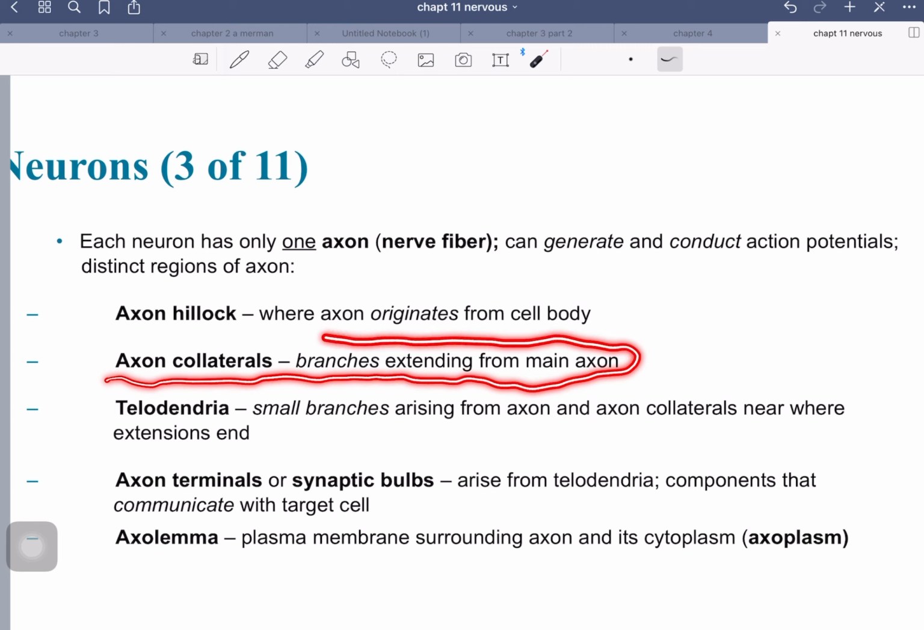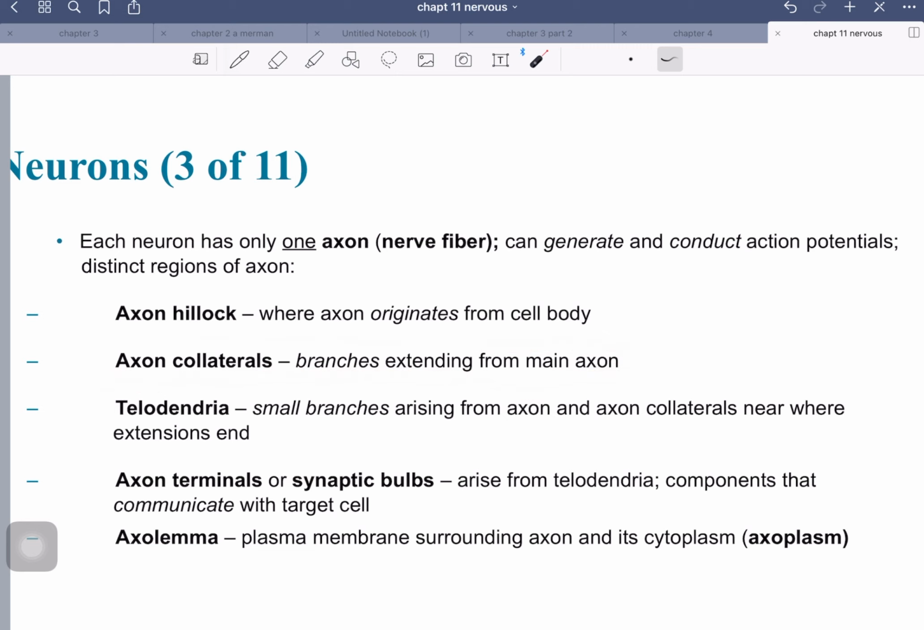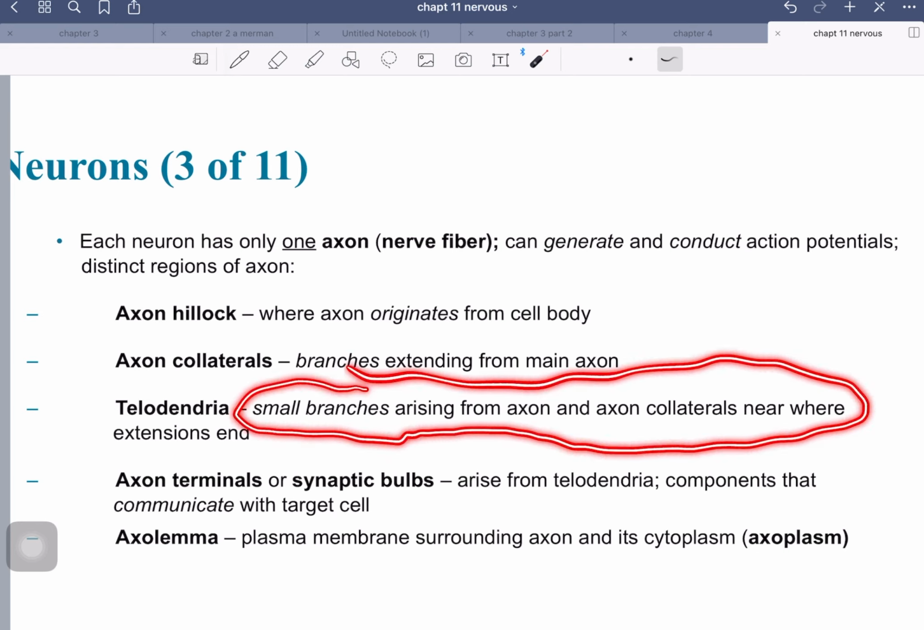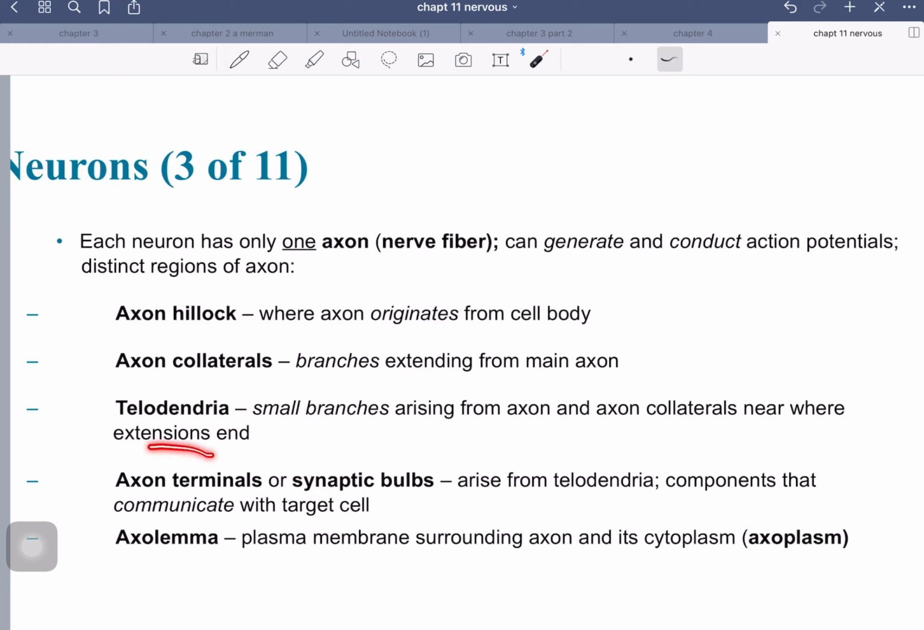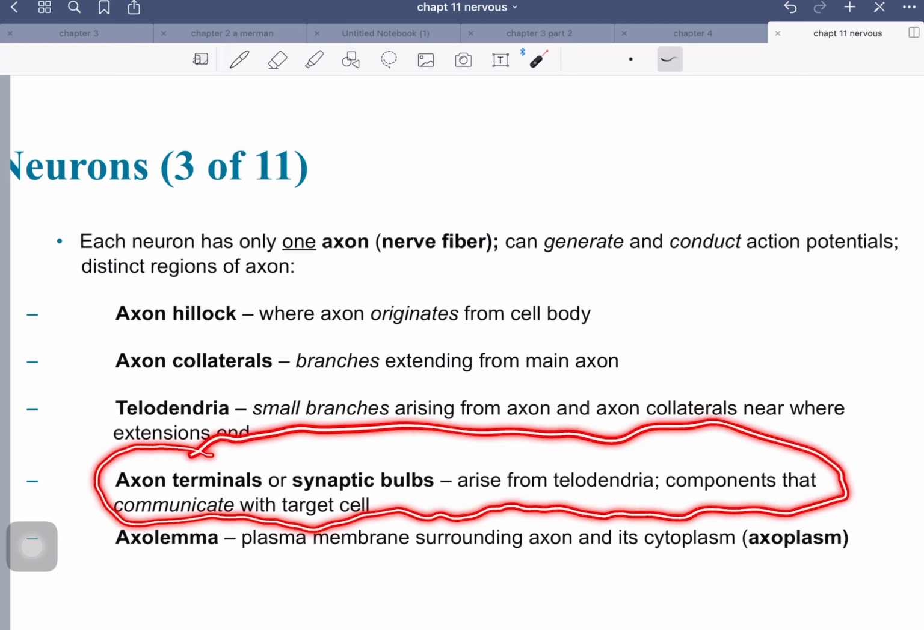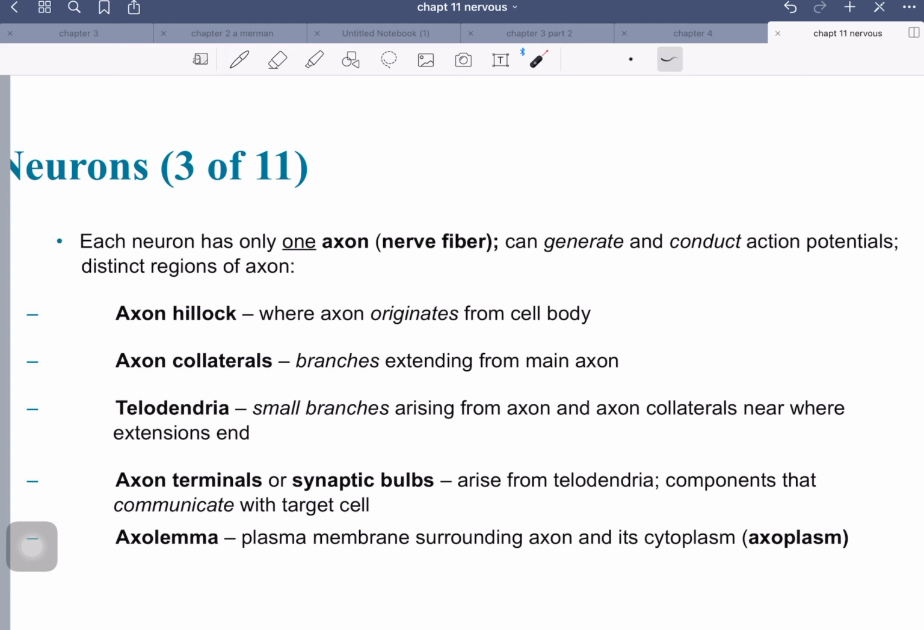You can actually have axon collaterals. So these are the branches that may extend off an axon. Not every axon has these extending branches. The telodendria are small branches arising from the axon and the axon collaterals. And we also have the axon terminals or synaptic bulbs. And this is really where we have the communication between one neuron and the next, and we'll have a look at that. The axolemma, now look at the last bit, lemma, gives a suggestion when maybe we're talking about plasma membrane, and indeed it is the name we give the plasma membrane. And the axoplasm is the cytoplasm within.